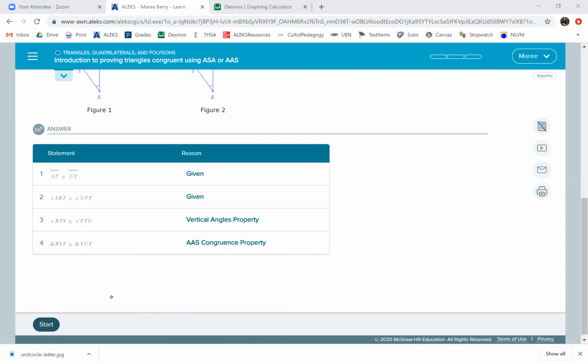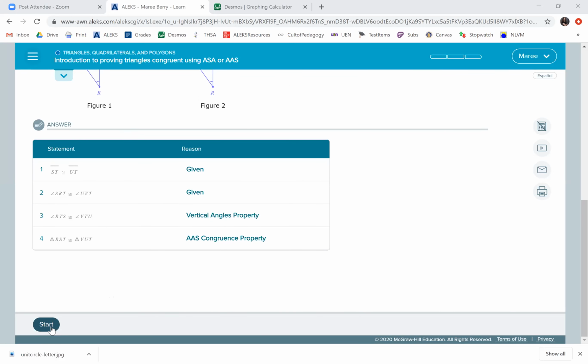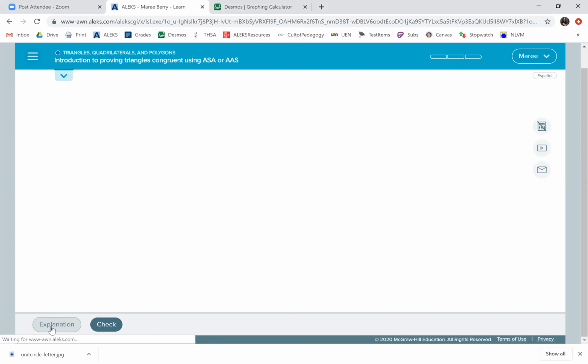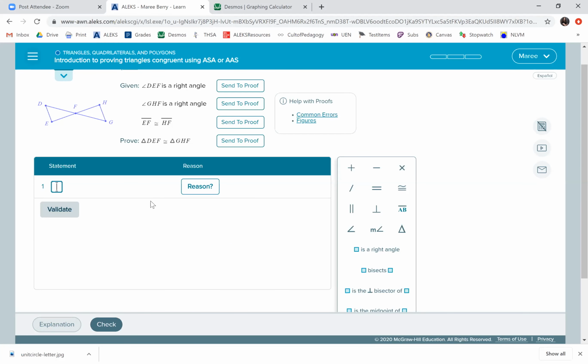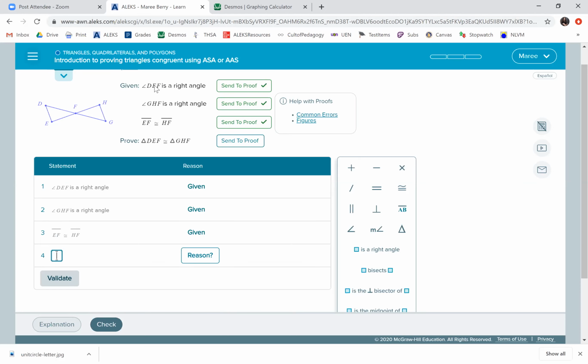And then we just get to write down all of the things that they gave us. So we're going to start with, I just like to say, okay, let's just send everything to the proof. So we're going to send this to the proof, send this to the proof, and send this to the proof. Now the next one we're going to do is we're going to say that these two are congruent, and it's because all right angles are congruent.